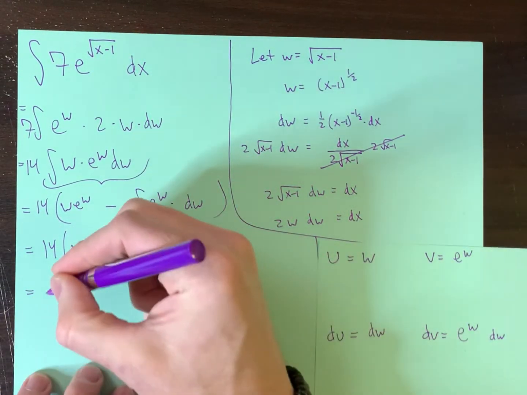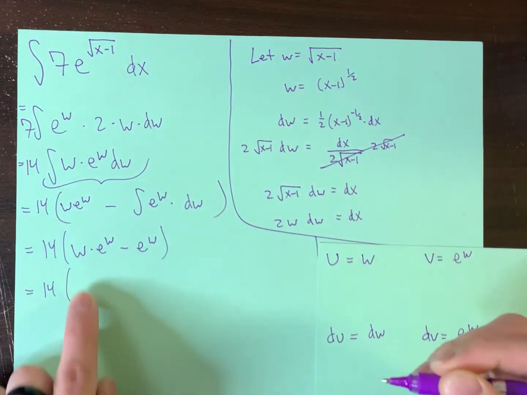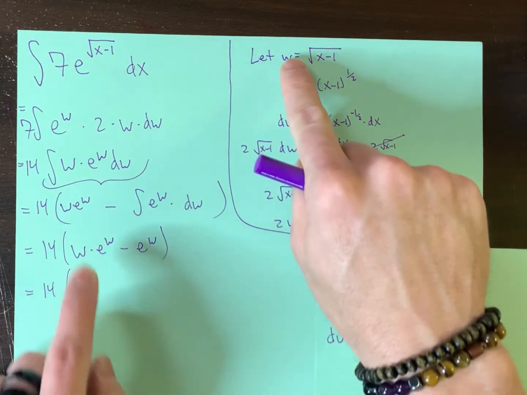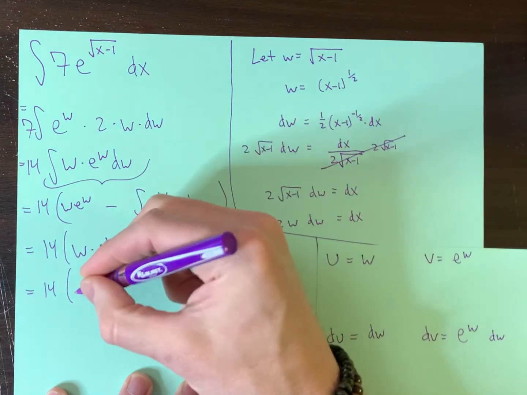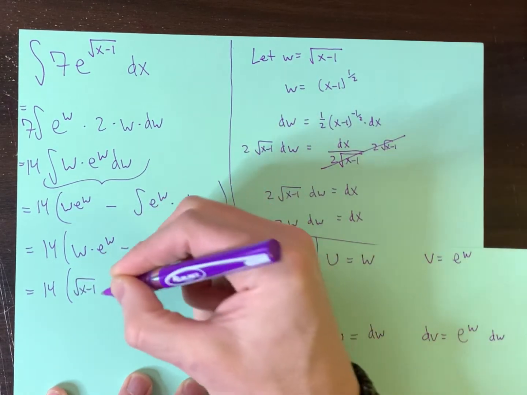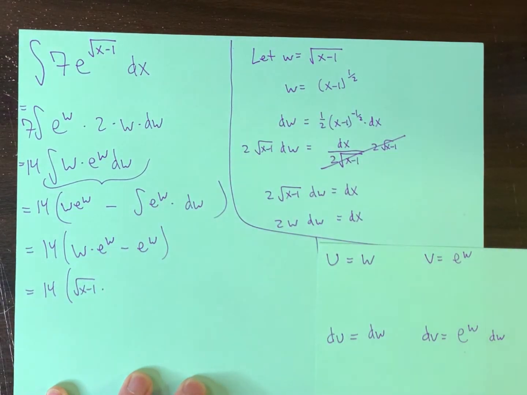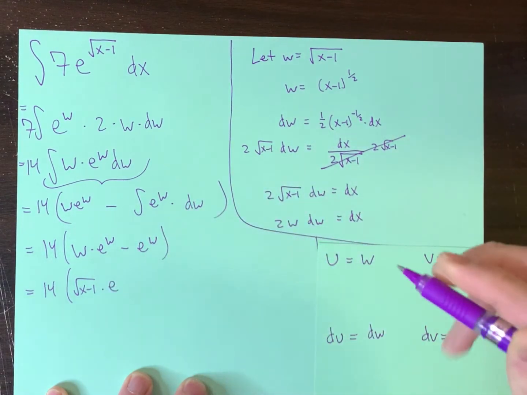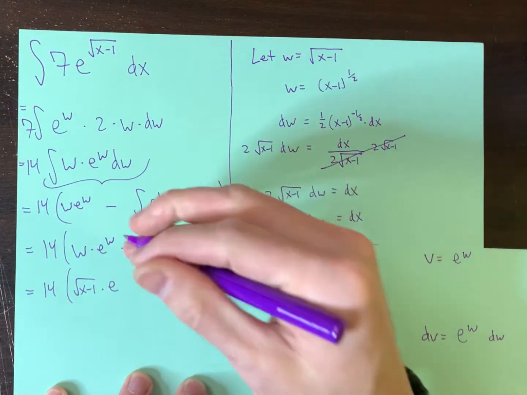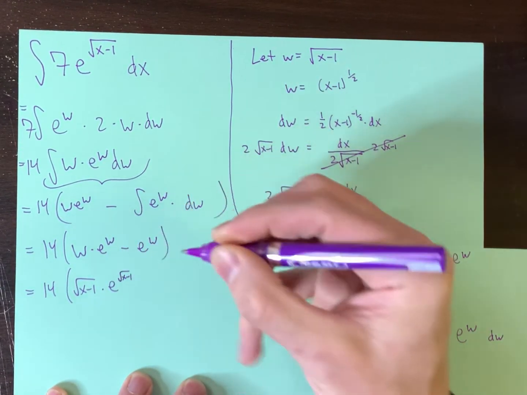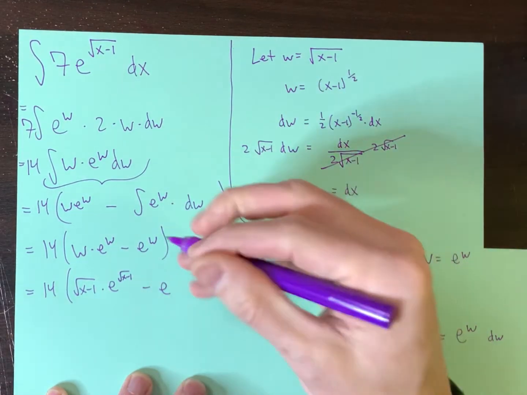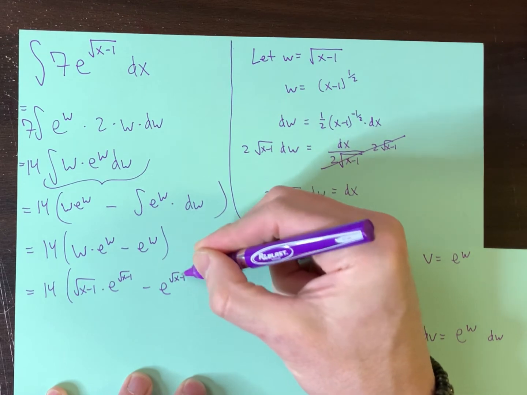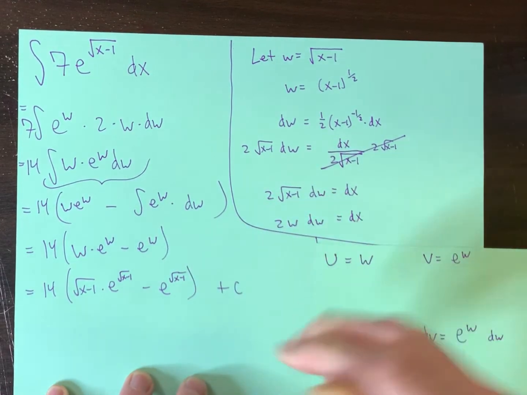So we have 14, parentheses. Now instead of w, what did w equal originally? w equaled square root x minus 1 times, and then we have e to the power of w, but w is square root x minus 1, minus e to the power of w, which is square root x minus 1. And then I suppose you can just put a plus c, a constant.